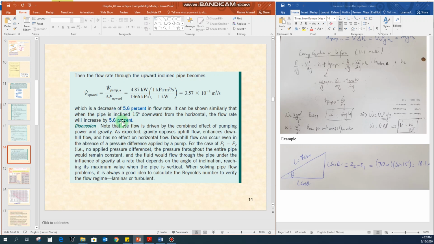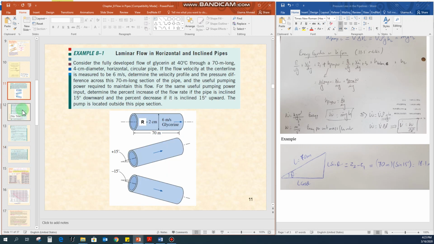So for the second part, you can do the calculations by yourself and see if you get the same percentage increase in terms of pipeline inclination in the downward direction. Okay, so this is all for example 8-1.